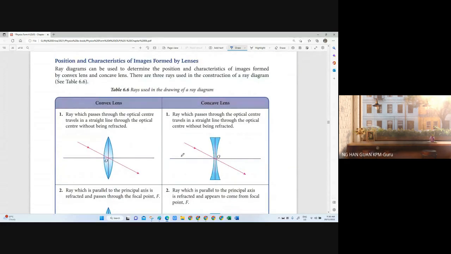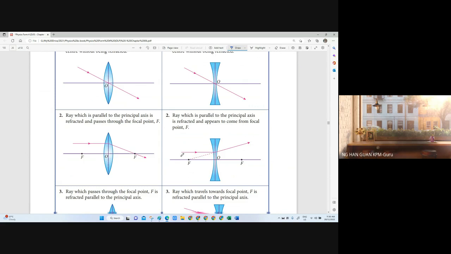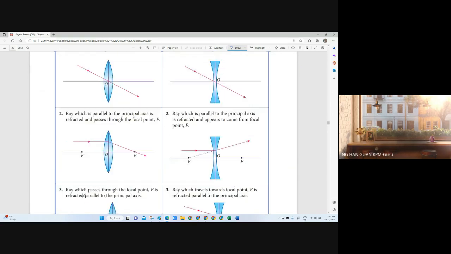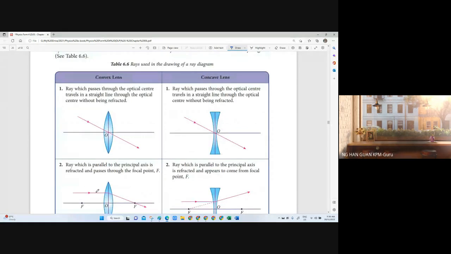So for this part, the most important thing to learn is first you must learn how to draw the ray diagram for the formation of images. We have three different rays as given in the diagrams here.